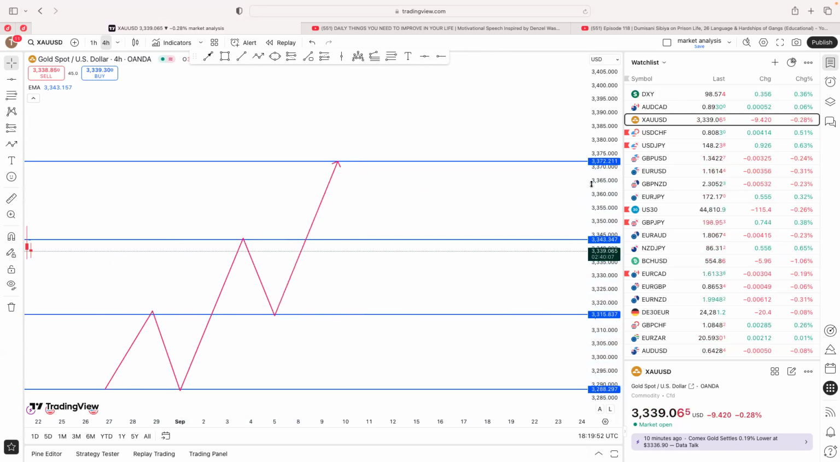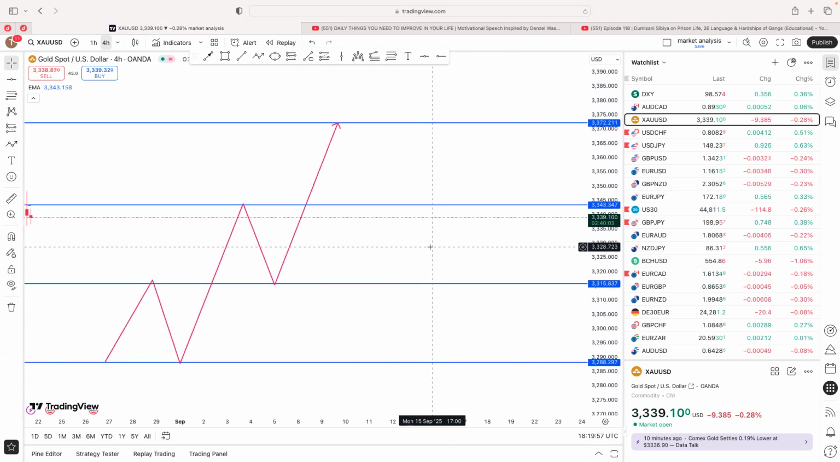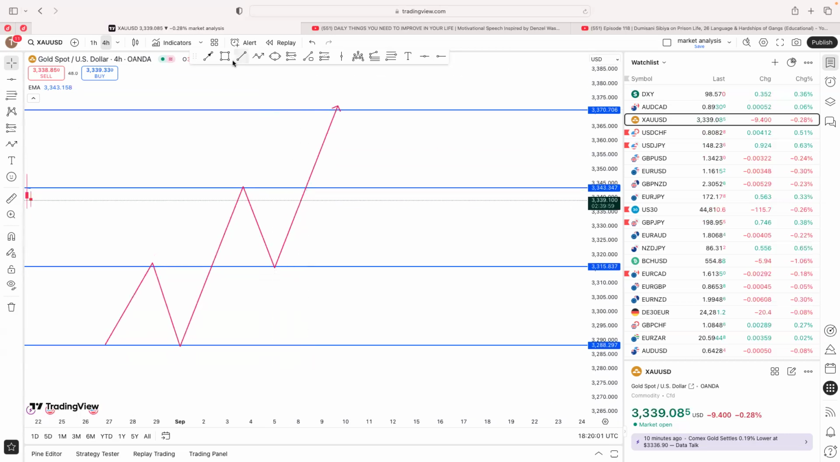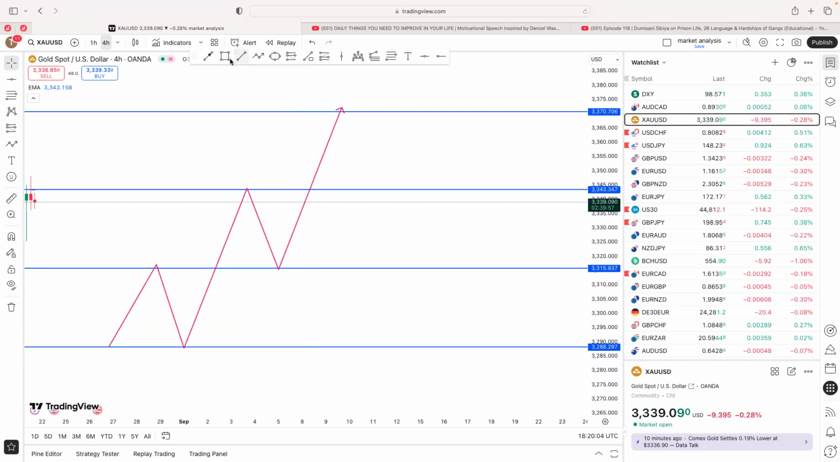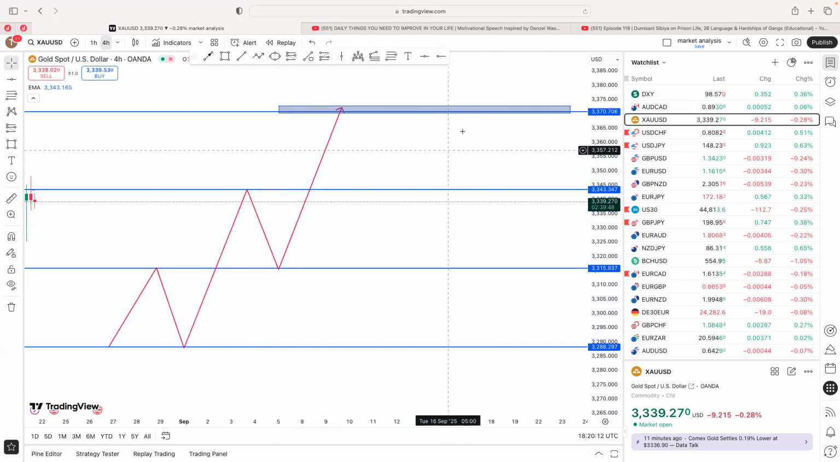I hope you all can see my screen, right? Yes. So when they create the first leg at the top, this is our higher high. This is our higher high, right?